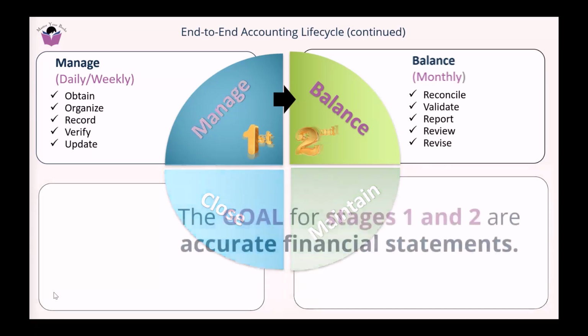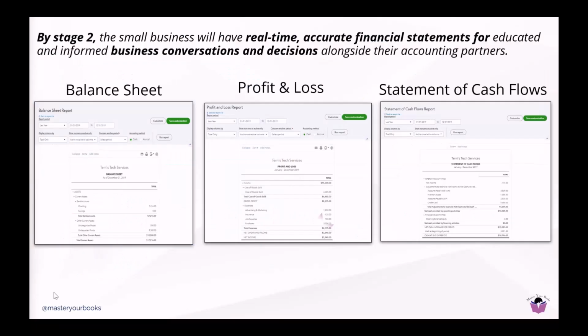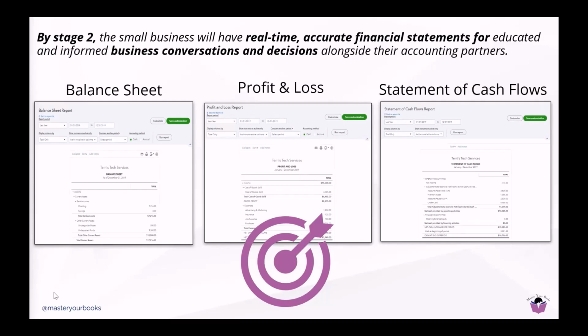So what is the goal? Why are we doing all of this? We're doing this because after we have completed the manage and the balance stage, after we've reached stages 1 and 2, we have accurate financial statements. How exciting is that? You can really trust that you have accurate financial statements if you are doing all of these tasks. You can also trust that by stage 2, the small business will have their real-time accurate financial statements.